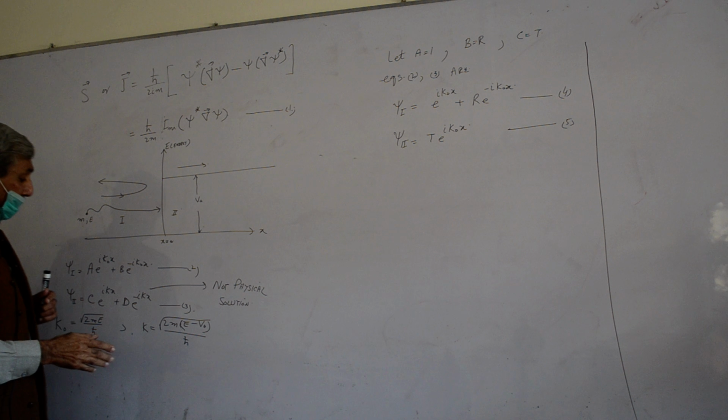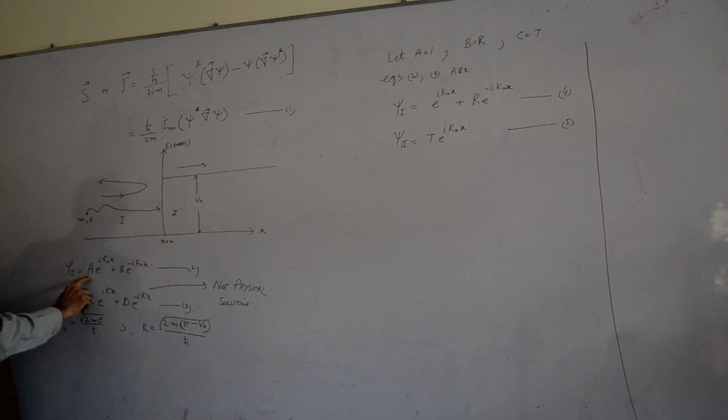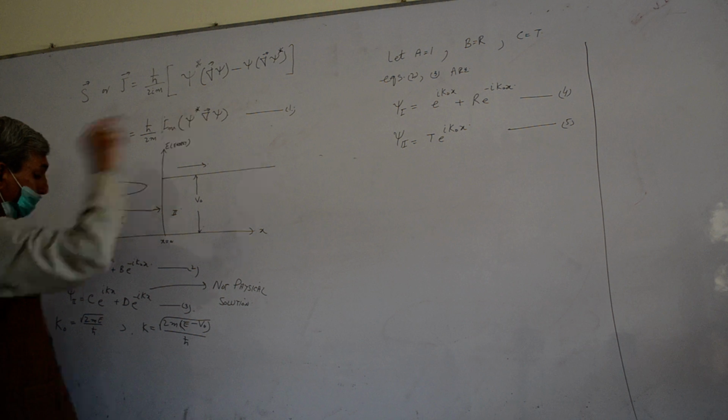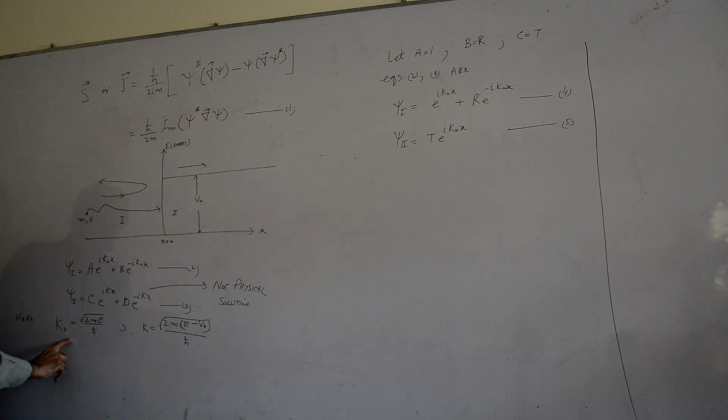So let me repeat it again. One amount of wave is going in that direction, R amount is coming back, that is reflected, and T amount is transmitted into that region. And that is the wave number. This is also the wave number.